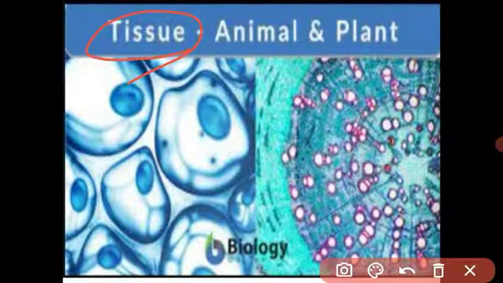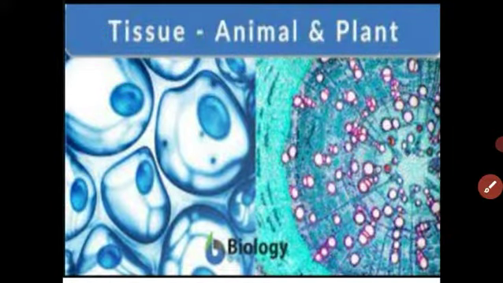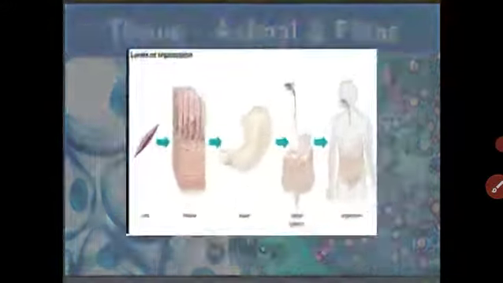What is meant by tissue, students? Tissue means a bunch of similar cells, performing a common function and having a common origin. It is called tissue. You know, plants and animals are both living things. First of all, we see the plant tissue. Let us start the video.